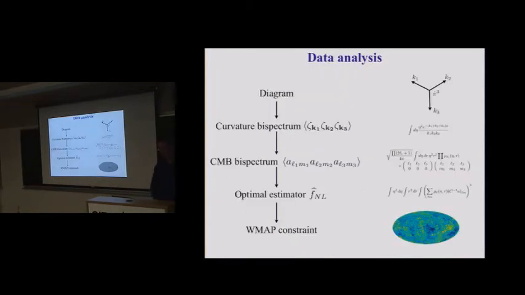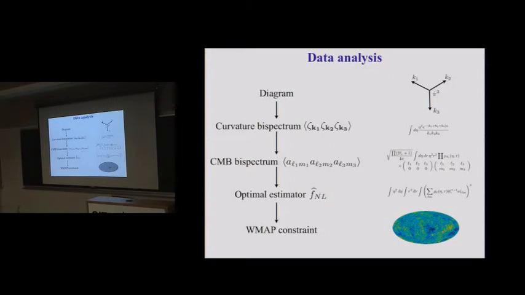Okay. The next part of the talk, I'll talk about data analysis. So the logical sequence here is that we start with some model of inflation. There's usually some diagram that we calculate to find its observational signature of the 3-point function. So we calculate the curvature 3-point function, the correlation function of 3 Fourier modes of zeta at the beginning of inflation.